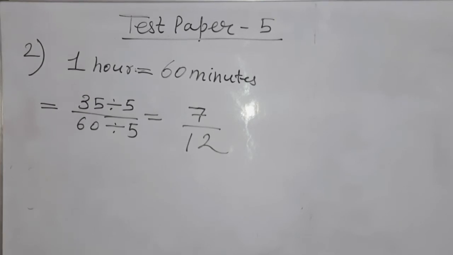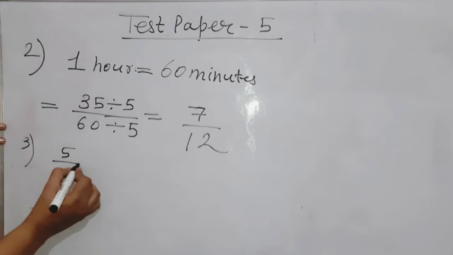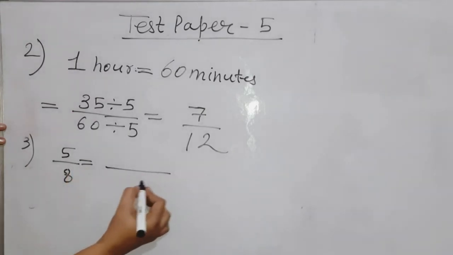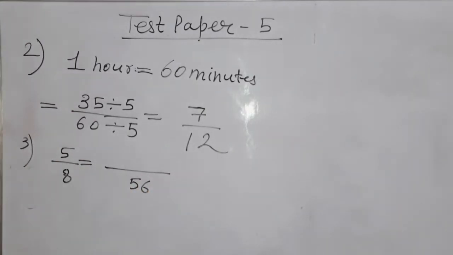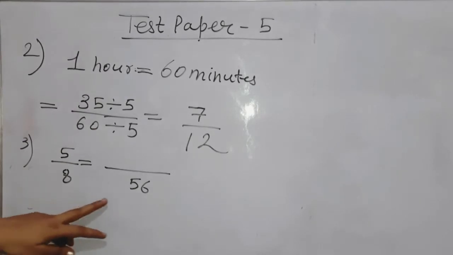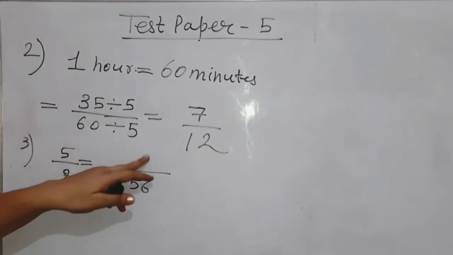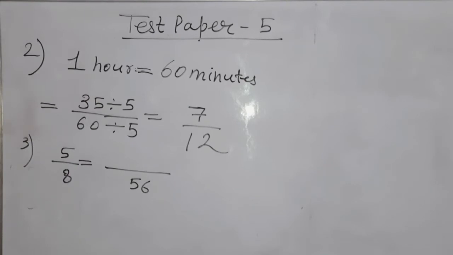Now coming to the third question, find the equivalent fraction of 5 upon 8 with denominator 56. We have to find out an equivalent fraction of 5 upon 8 with denominator 56. So we know what is the denominator, but we don't know what is the numerator of this question. So how do we find out the equivalent fractions? I have already explained you in the previous videos also. So if you know the answer, please pause the video and then reply to me in the comment section.